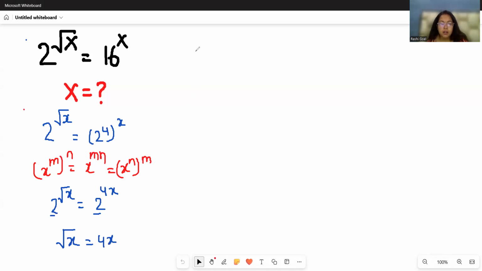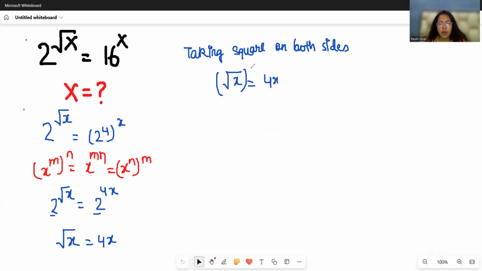Now I am taking square on both sides. So root x equals 4x whole square. With the help of this square, the root is removed. So x equals 4 square times x square. So x equals 16x square.